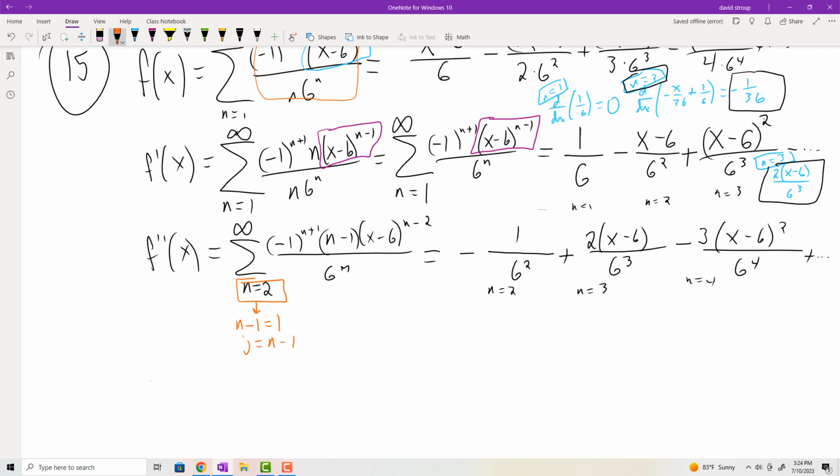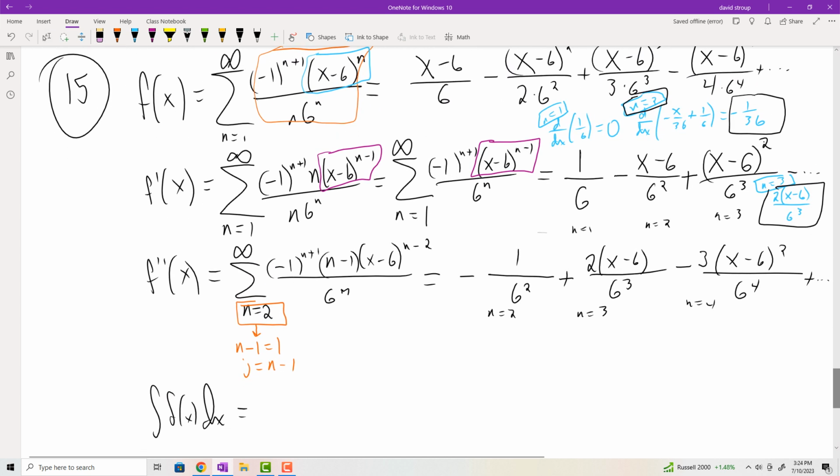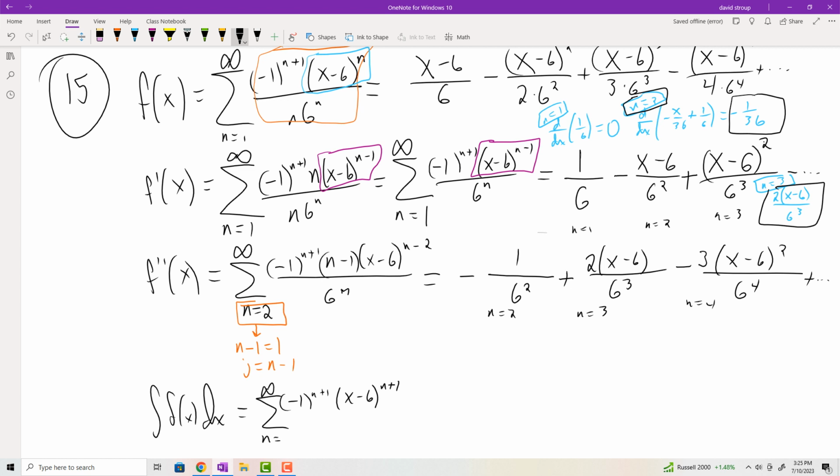Okay, but there's that. We still need the integral. Okay, so the integral guy, the integral of f of x dx, that will be the integral of that summation above. And again, I could get my hands on it by just taking the integral of that blue portion, right? So it'll be the sum from n equals something to infinity. Again, I got to be a little careful about that lower index. Negative 1 to the n plus 1 times (x minus 6) to the, add 1 to the old exponent and divide by it, n plus 1 times n times 6 to the n.